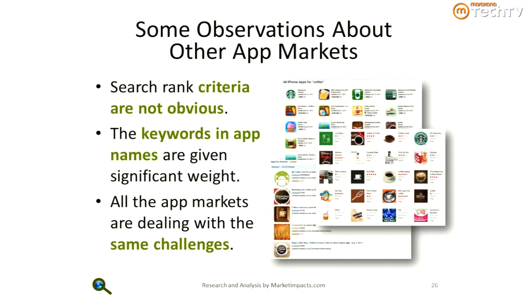So in general, here's the observation I made about the other app markets: it's not obvious with any of the app markets exactly how the rankings for search are being done. It does appear that keywords are being given some significant weight in the names, and that all the app markets are dealing with the same challenges of trying to create relevant and useful search results.